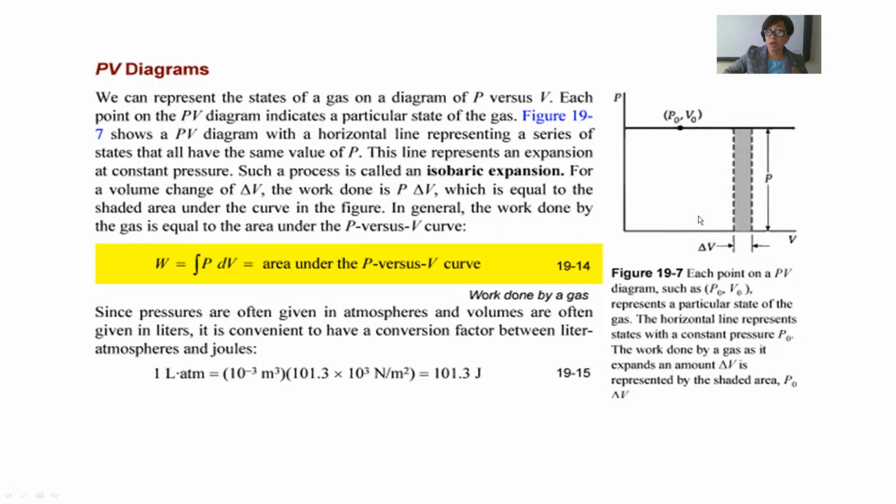In general, the work done by the gas is equal to the area under the PV diagram, the P versus V curve. Work equals the integral of P multiplied by dV, the work done by a gas. Here we see the work done by the gas as it expands by an amount delta V, represented by the shaded area P0 multiplied by delta V.